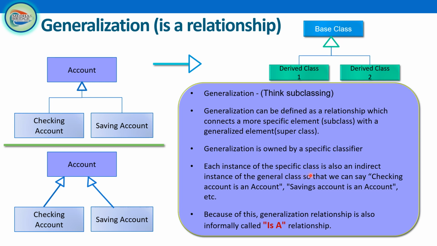Each instance of a specific class is also an indirect instance of the general class, so that we can say checking account and saving account are accounts. Checking account is an account, saving account is an account. We represent it in two ways, both are the same. Because of this, the generalization relationship is also informally called the is-a relationship.